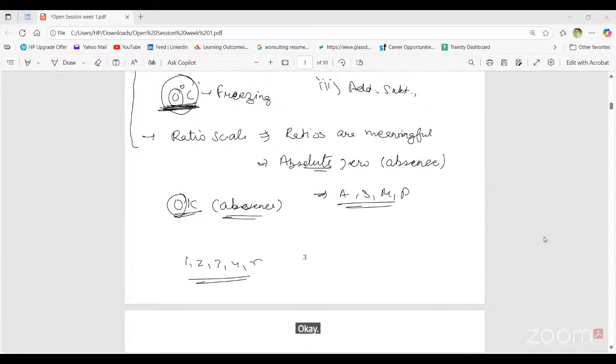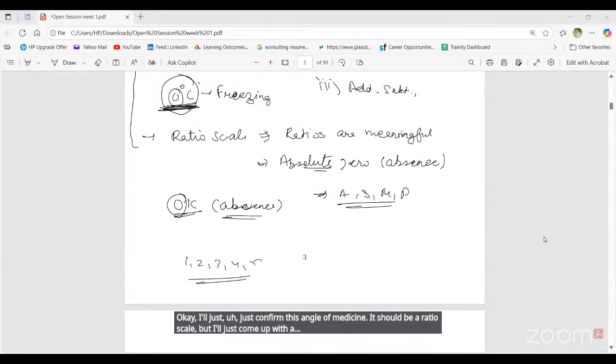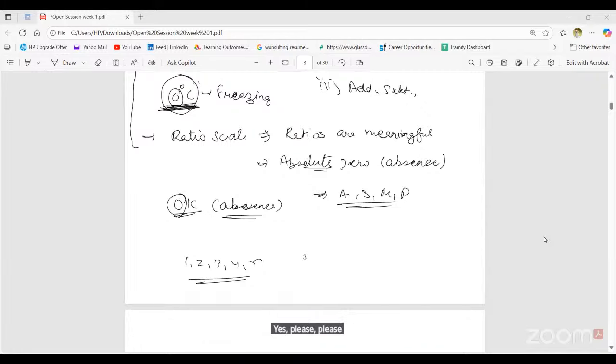Ma'am. Okay, I'll just confirm this angle of measurement. It should be a ratio scale, but I'll come up with the reasoning about the zero one. Okay. Yes, please confirm it, ma'am.